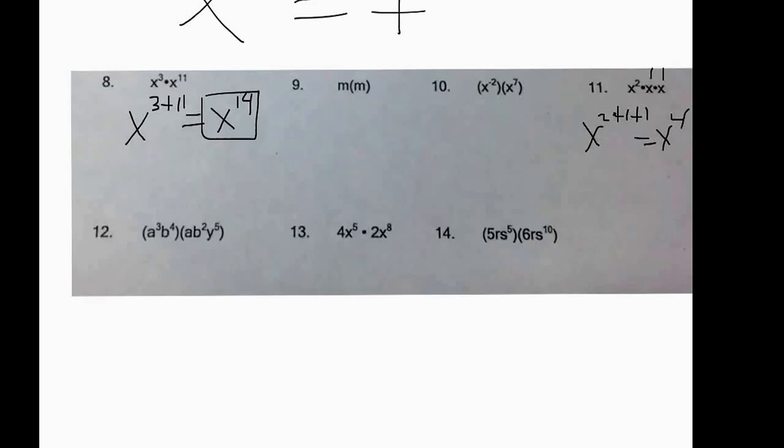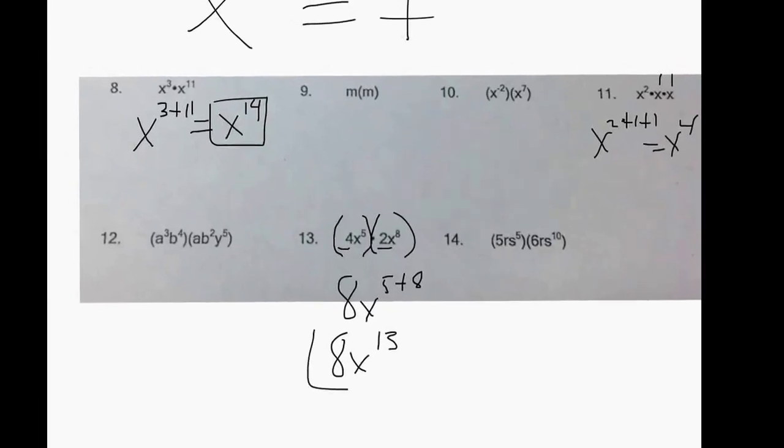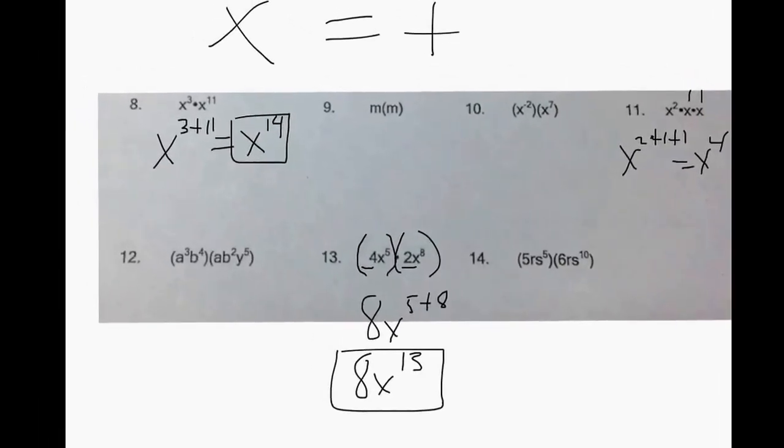When you get down here to number 13, numbers 13 and 14 are basically the same, except this used a dot instead. I like to use the parentheses. Numbers get treated normally. 4 times 2 is 8. x to the 5 and x to the 8 becomes 5 plus 8, which is 13, so 8x to the 13.